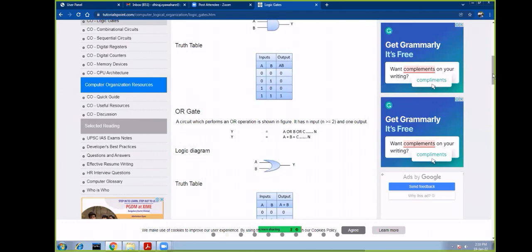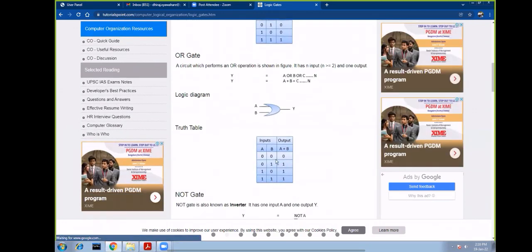Now the second gate is the OR gate. OR gate is called the addition gate. When we have 2 inputs, y is represented as a plus b. This plus sign is for the OR gate. When either of the inputs is 1, then the result is 1. Or when both the inputs are 1, the result is 1. Are you getting it or not?